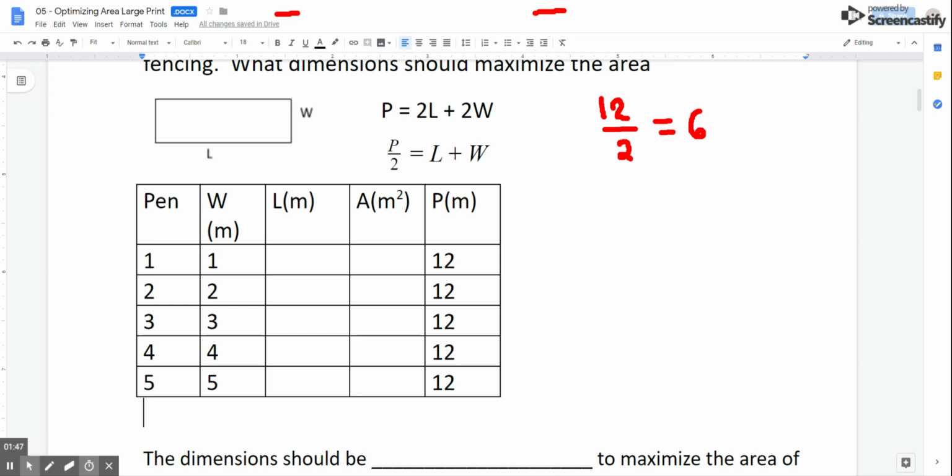Now they give us a table where they're telling us the different types of pens they're making for the dog. When we fill in the table, we're going to write 12 for the perimeter, but we're going to divide that by 2 to get 6. So 1 plus 5 gives me 6. This is how we fill out the table. 2 plus 4 gives me 6. 3 plus 3 gives me 6. So in other words, you take your 6 and you minus 1. That's on your rough work to fill out the numbers in the table.